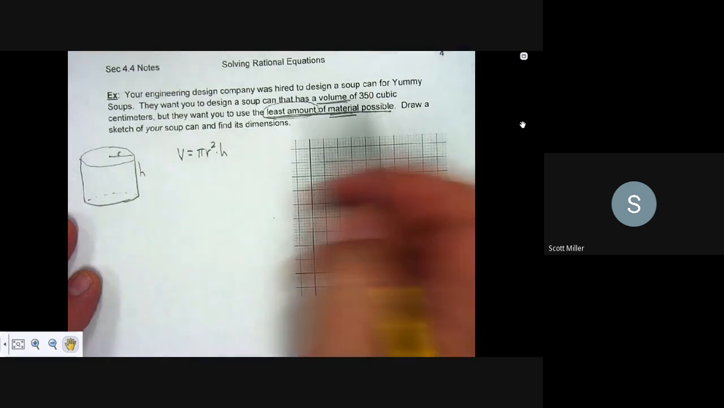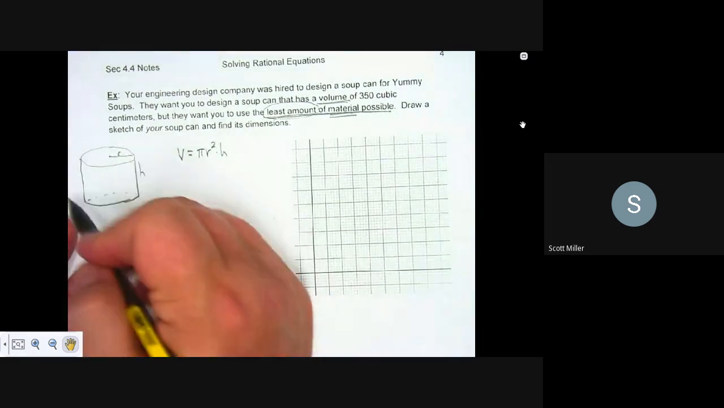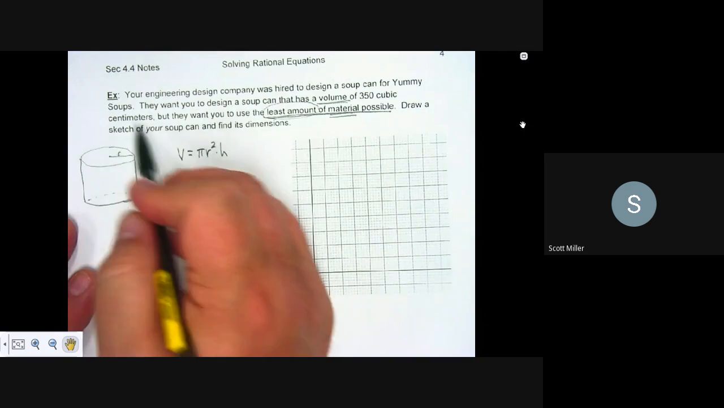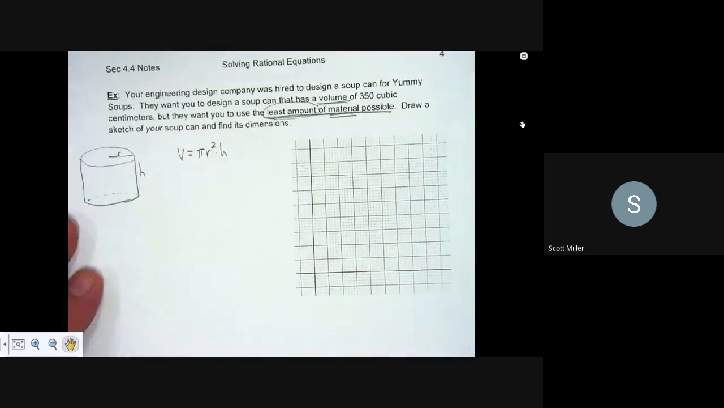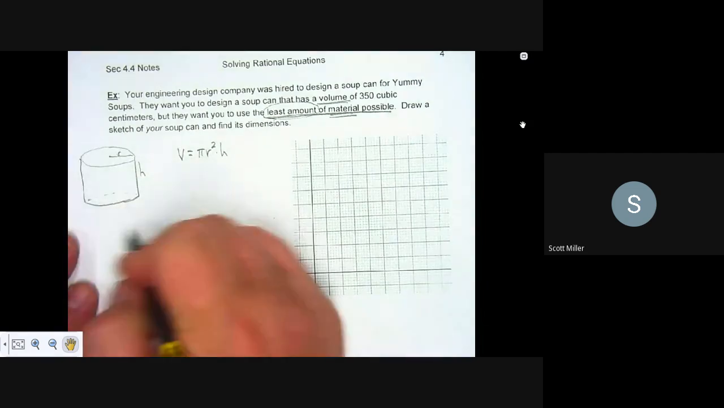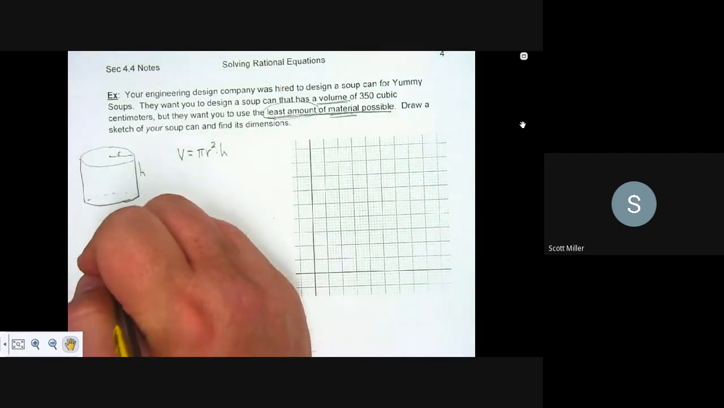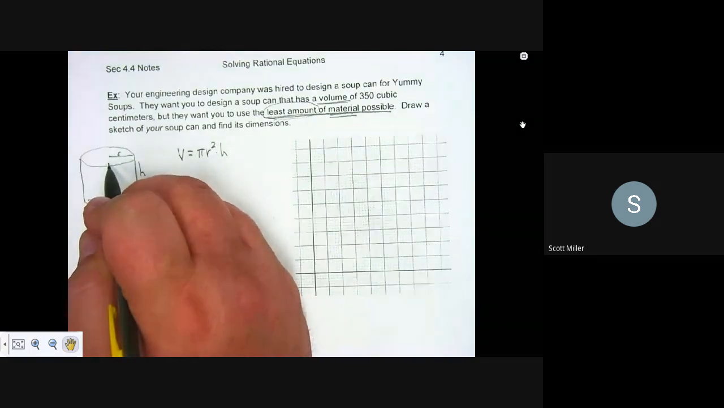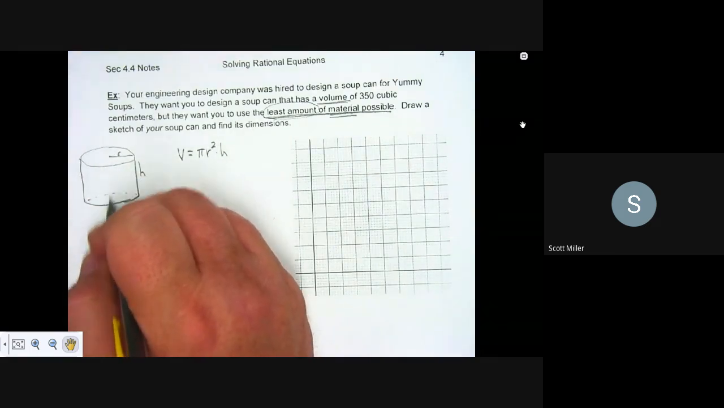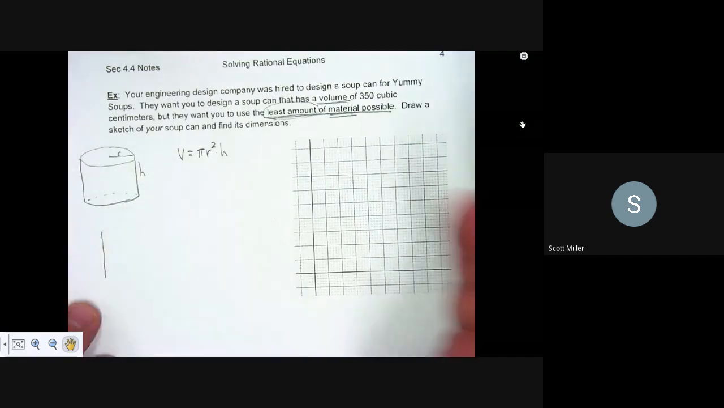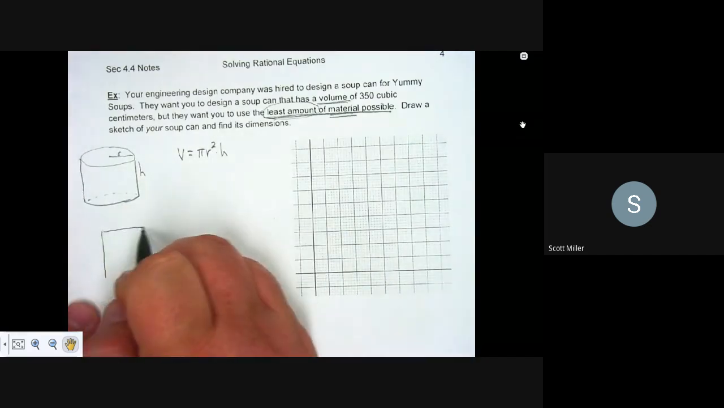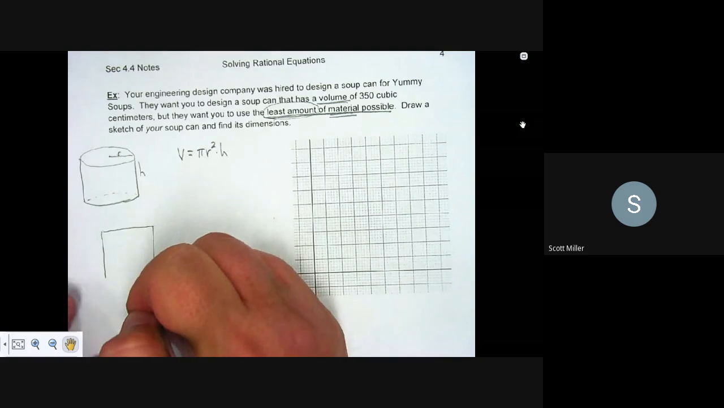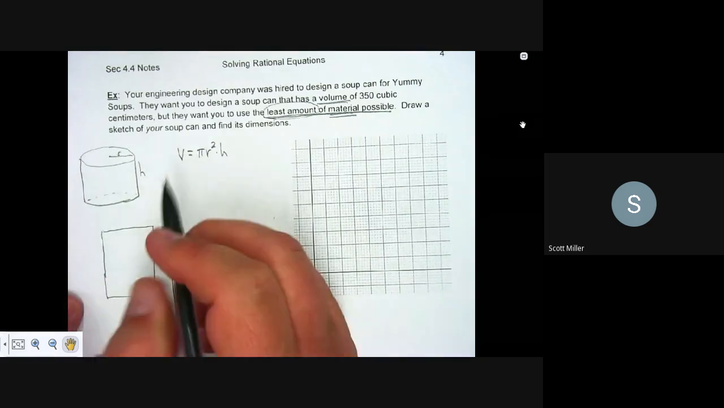The material means what it took to make this can. If I want the least amount of material, then this is referencing what's called surface area. So what is the surface area for a cylinder? Well, to help you see that, let's cut the cylinder up. So imagine taking the cylinder, using some cutters and cutting this thing right down the line, and then opening everything up and laying it flat. This is what's called in mathematics a net.